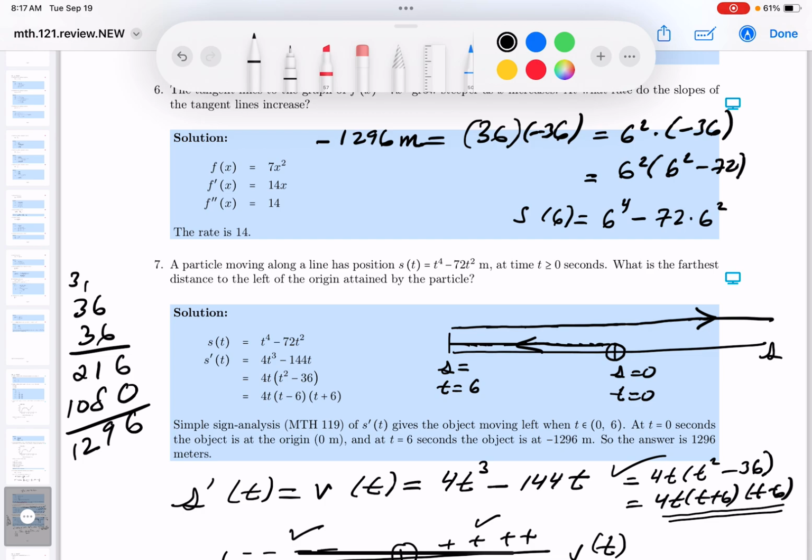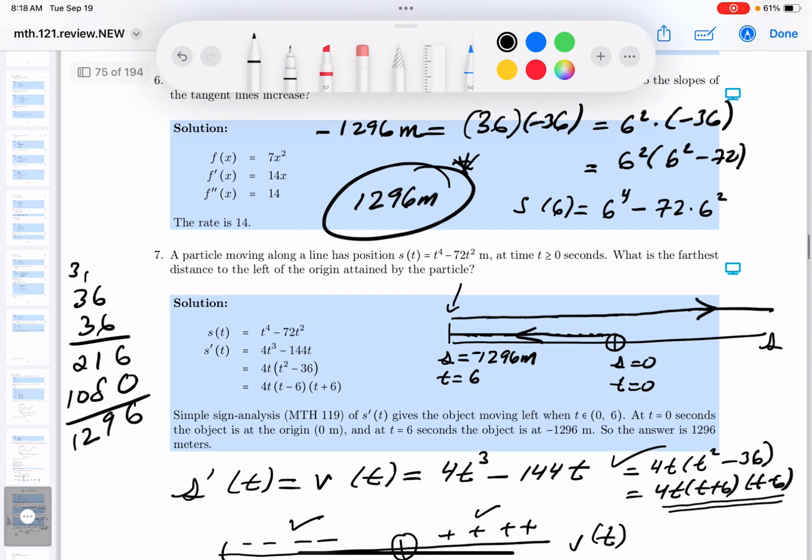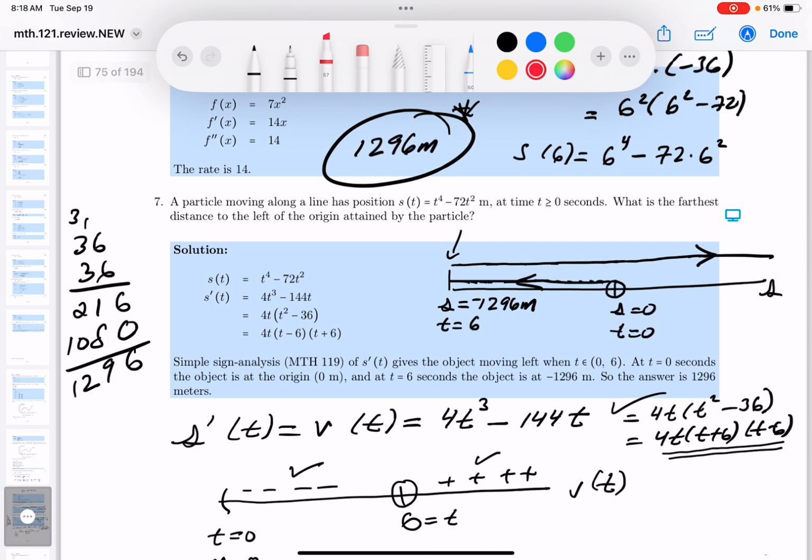How far to the left? What's the answer going to be? It's going to be 1,296 meters. They've already said it's to the left, so over here, that distance is going to be 1,296 meters to the left. Now, granted, it is minus 1,296, but the correct answer would be 1,296 meters. All right, so let's take a look at the key. And the key, I got that derivative information over here. Answer is 1296 meters, by the way. Thank you.